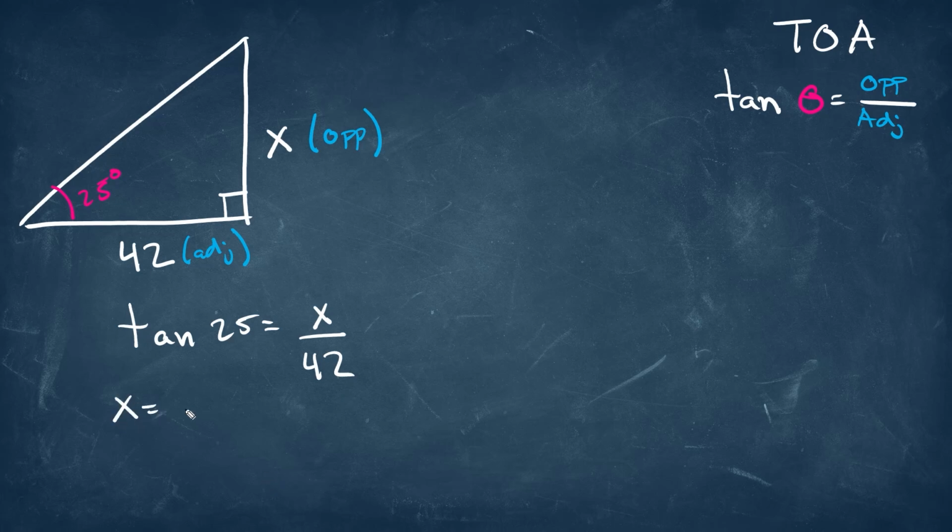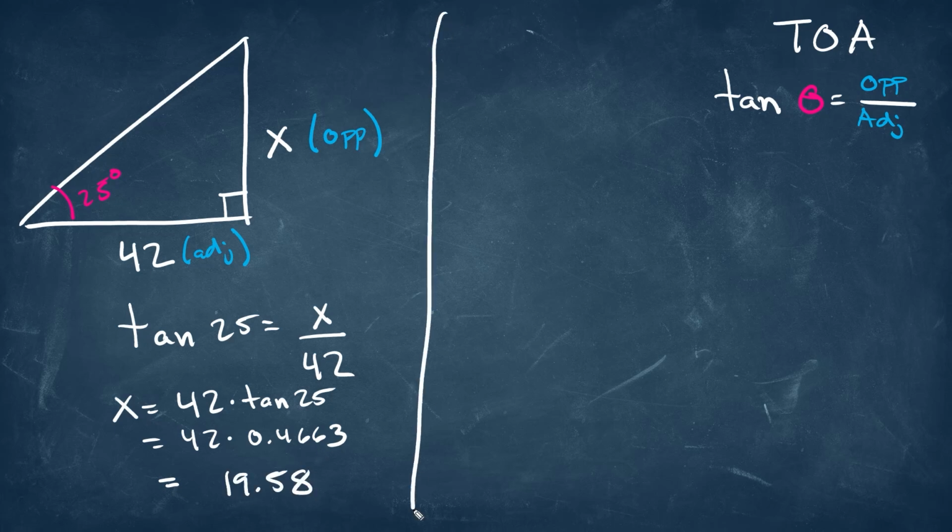That's going to give us that x is equal to 42 times tan of 25, which is equal to 42 times 0.4663, which is equal to 19.58. Doing another example, if we have a right triangle that's in this direction with a right angle here, a side of 33 and x, and an angle here of 48 degrees.